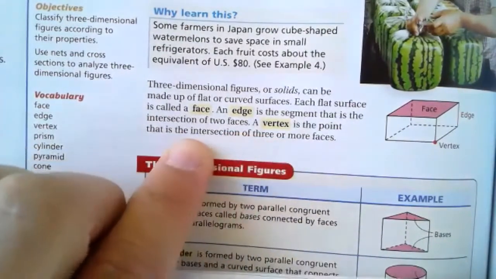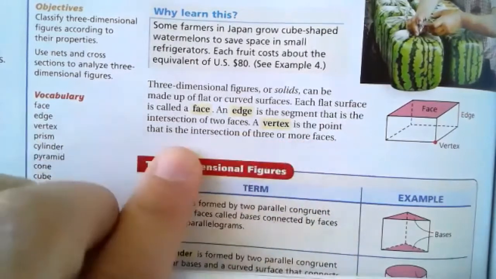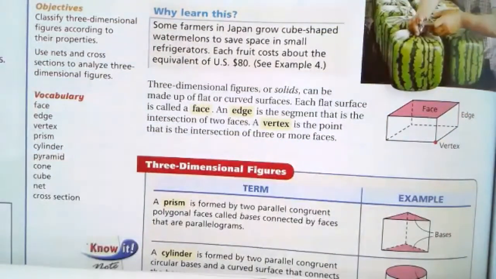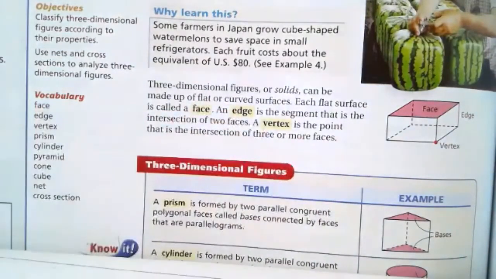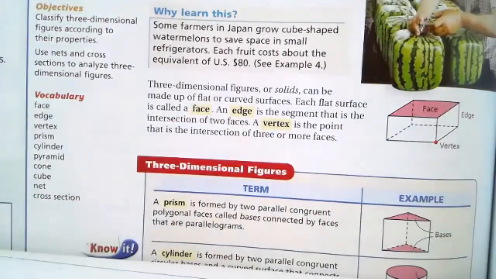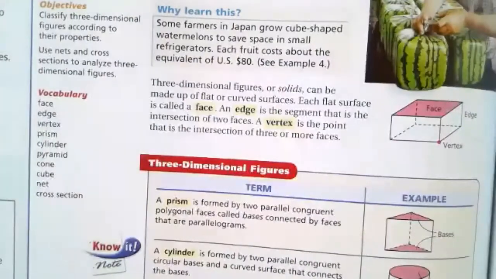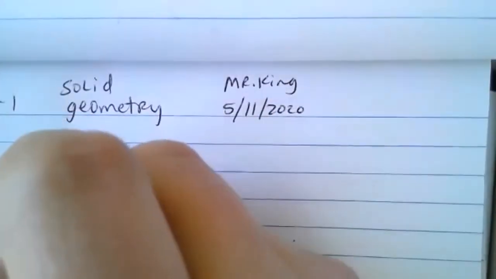And so a vertex is the point at the intersection of 3 or more faces. Okay, so I'm not going to worry about defining those right now. I'm just going with what I have here. Now we're going to start talking about what a prism is. You need to know what a prism is, so let's write that out. And you need to know what a cylinder is.